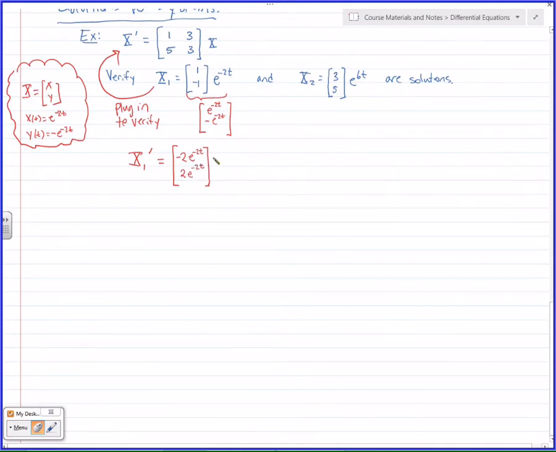Agreed? And now what is A times x1? Where this right here, of course, is A. Your A is [1, 3; 5, 3] times x1, which is [1, negative 1] times e to the minus 2t.